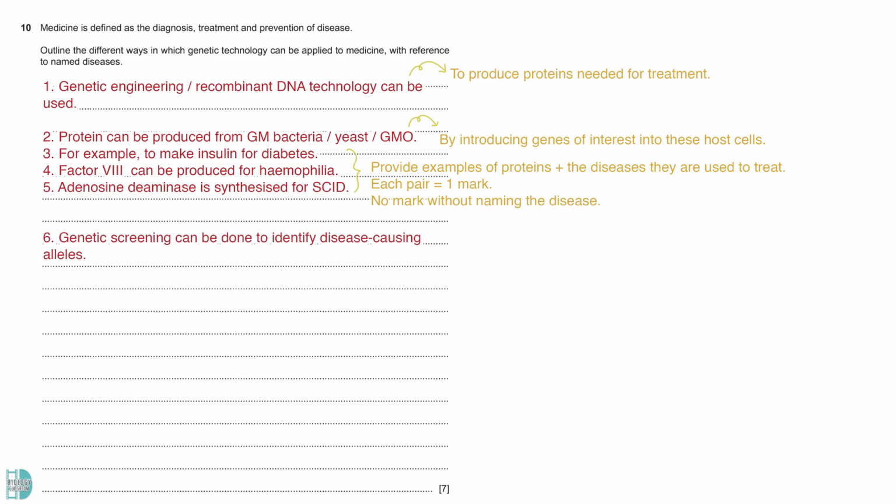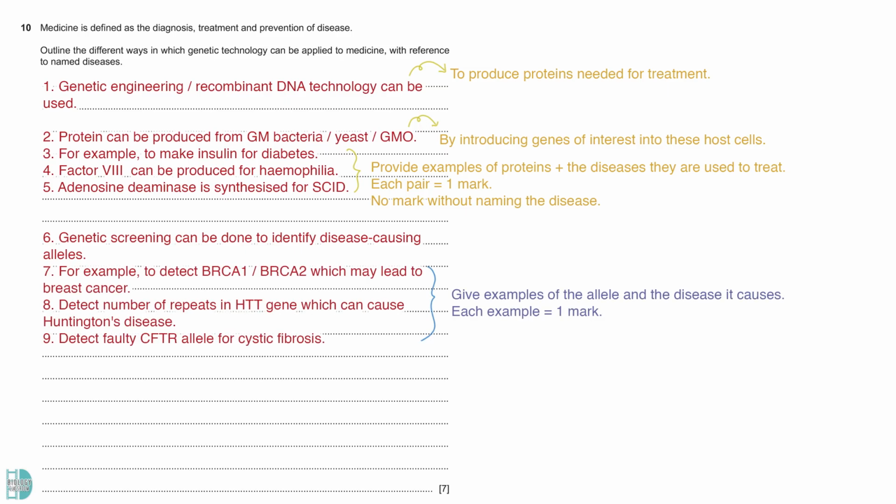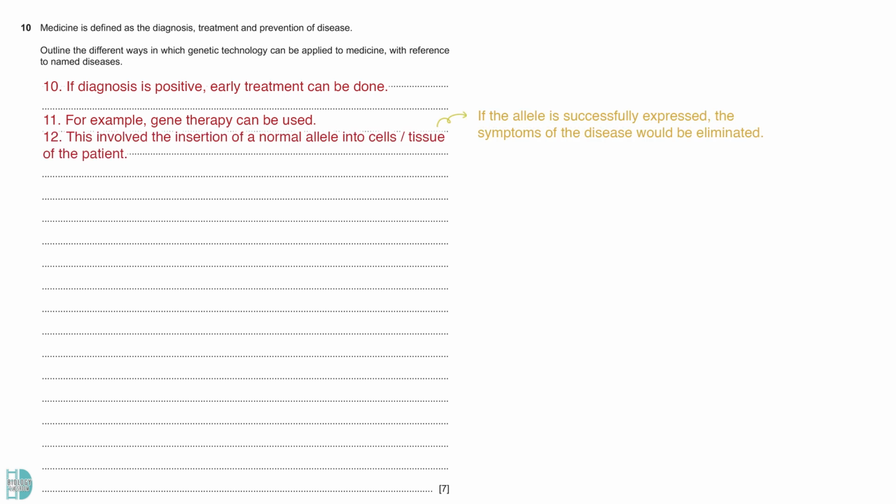Secondly, genetic screening can be done to identify the presence of disease-causing alleles in an individual. You can get marks by stating the alleles being tested and the disease they are associated with. If the diagnosis shows a positive result, early treatment can be done. Here, you can continue to discuss the application of genetic technology for genetic disorders, gene therapy. It is a treatment involving the insertion of a normal allele into the cells or tissues of the patient. If the allele is successfully expressed, the symptoms of the disease would be eliminated.